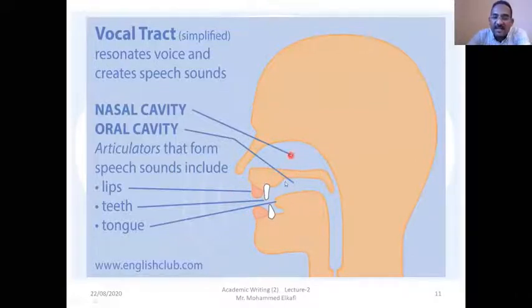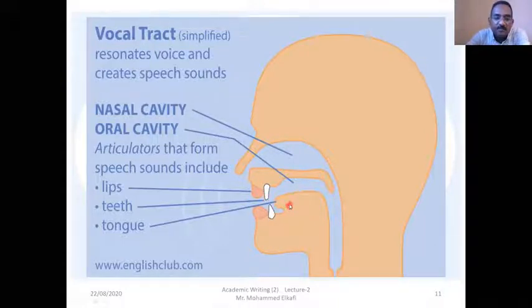The nasal cavity makes sounds such as na and ma, which are consonants. And the oral cavity makes sounds such as ta, when the tongue touches this area, and da. And here we think of the teeth as organs of speech. We'll find that and that produced when the tongue touches the teeth.